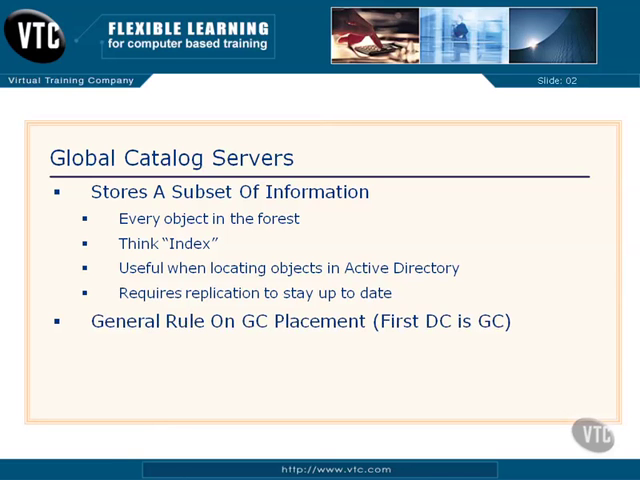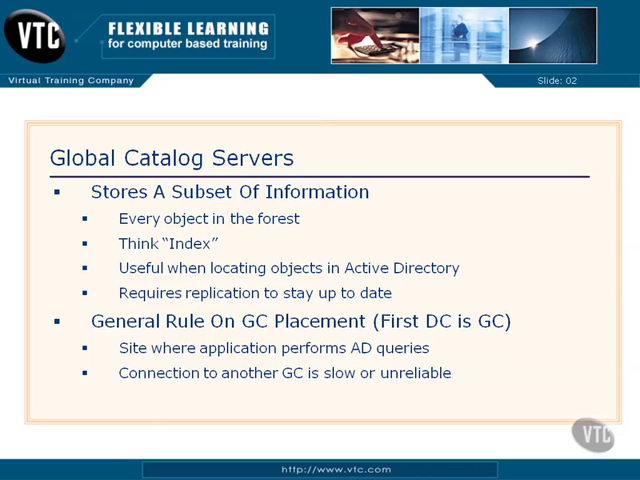Now, here are the general rules on global catalog placement. First of all, the first domain controller you install in every domain is automatically a global catalog server. All the others are not, and you'll have to turn it on if you want it. And I'll show you how to do that in just a second. But here are some general rules. First of all, if you have a site where an application is performing a lot of Active Directory queries, looking for users, looking for groups, and that sort of thing, you need a global catalog server there.